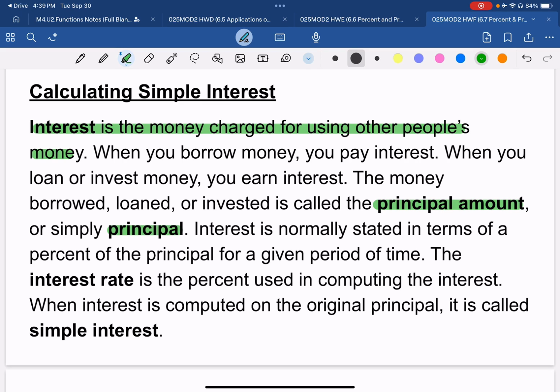Interest is normally stated in terms of a percent of the principal for a given period of time. The interest rate is the percent used in computing the interest. When the interest is computed on the original principal, it's called simple interest. So that's the first one we're going to look at, simple interest.